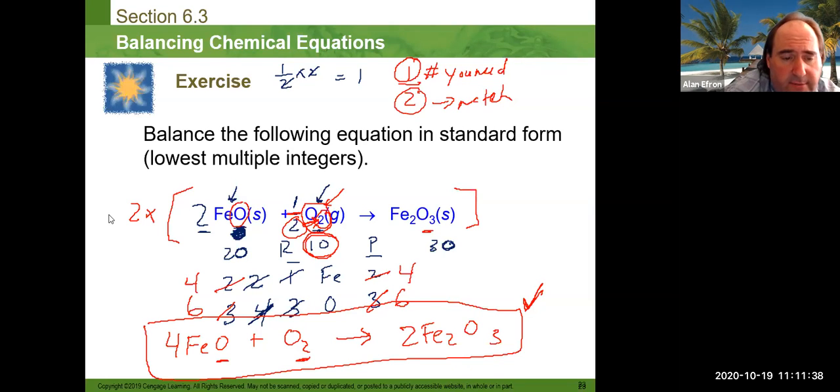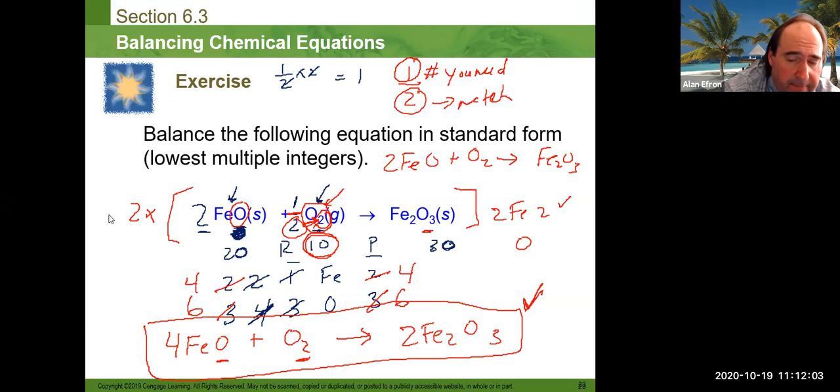Why don't you try the next one? Your question, explain the fraction part of it. So if your question was, why do we choose that fraction? Before we started there, we had 2FeO plus O2 went to our Fe2O3. In terms of the iron, we had 2 on each side, so it was balanced. In terms of the oxygen, we had a total of 3 on the left and 3 on, not 3 on the right, 4 on the left. 4 on the left, and 3 on the right.